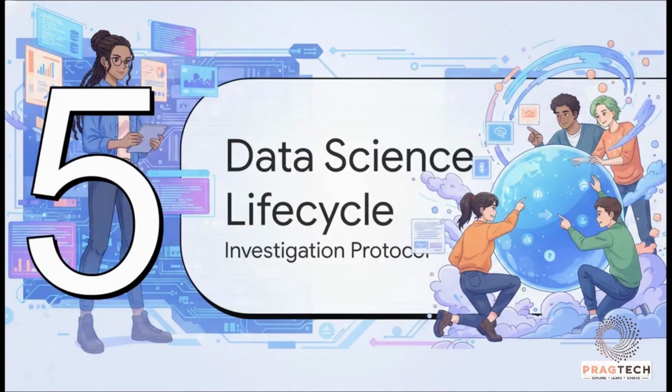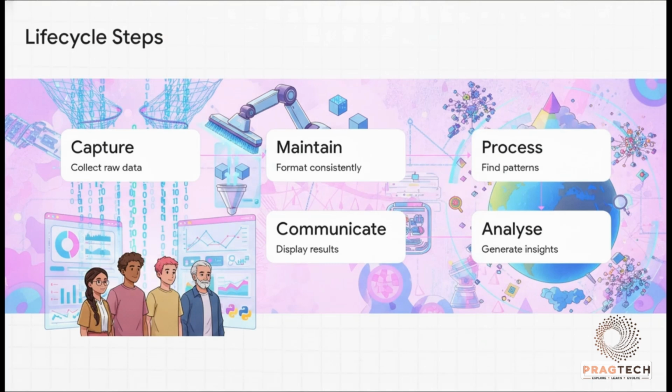Section 5. The Data Science Lifecycle. Working with all this data isn't guesswork. Professionals follow a very strict 5-step lifecycle. Step 1 is capture, gathering raw data from reliable sources. Step 2 is maintain, cleaning that data up so it's in a nice, consistent format. Step 3 is process, organizing it to find hidden patterns. Step 4 is analyze. This is where AI and machine learning step in to generate actual insights. And finally, Step 5 is communicate, turning those complex findings into visual graphs and reports so people can actually understand and use them.